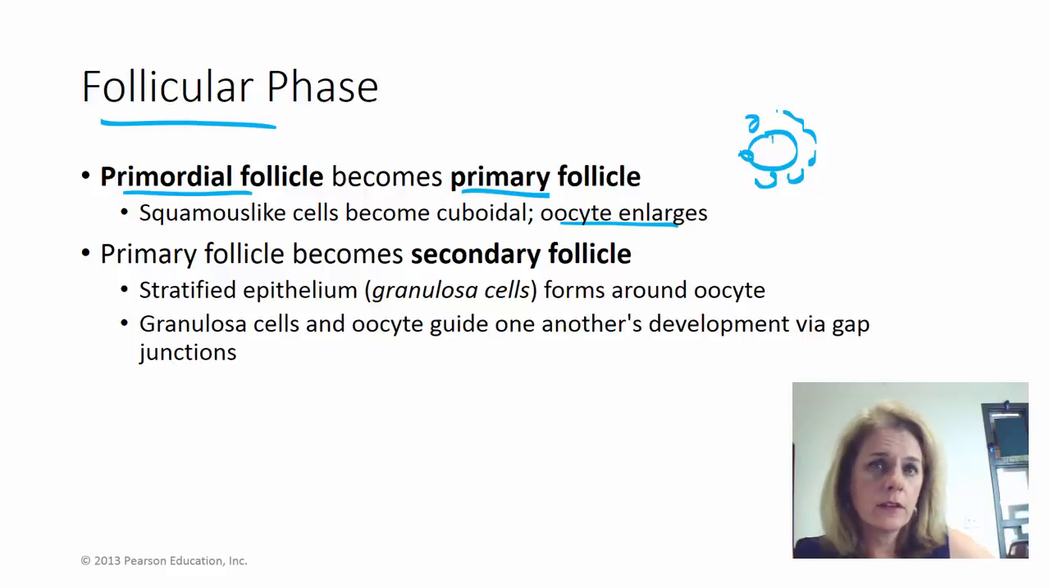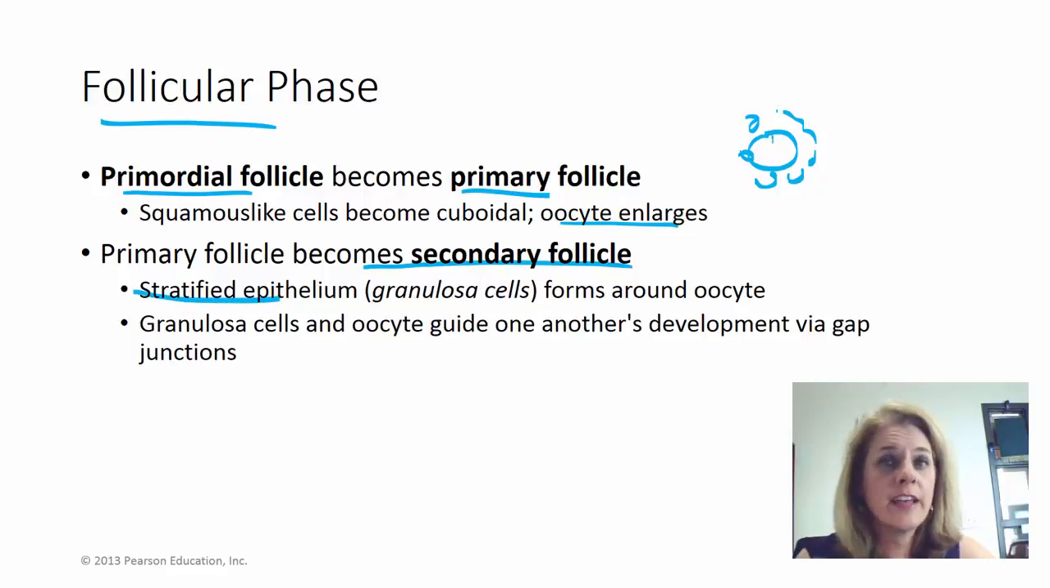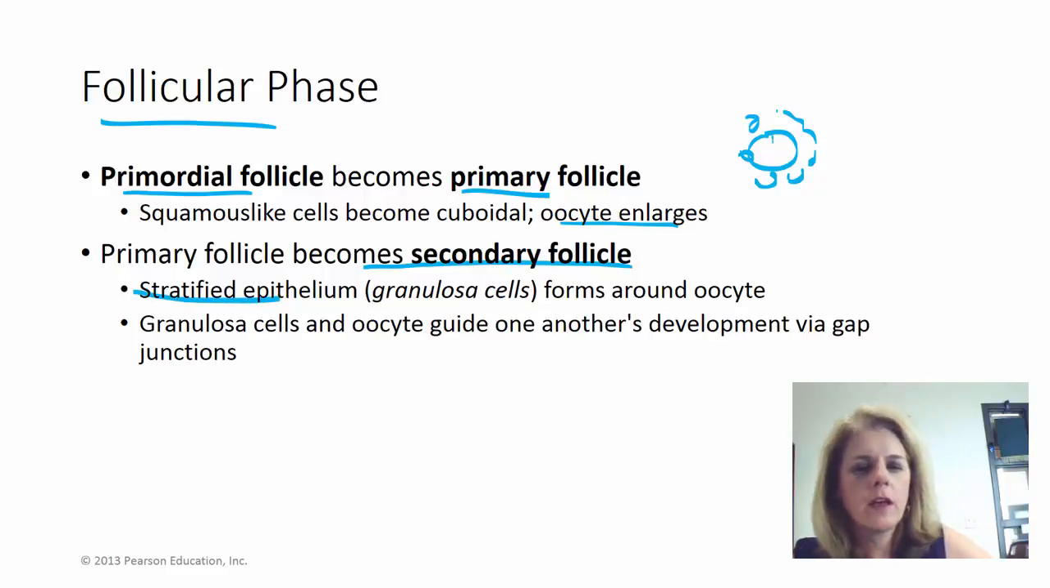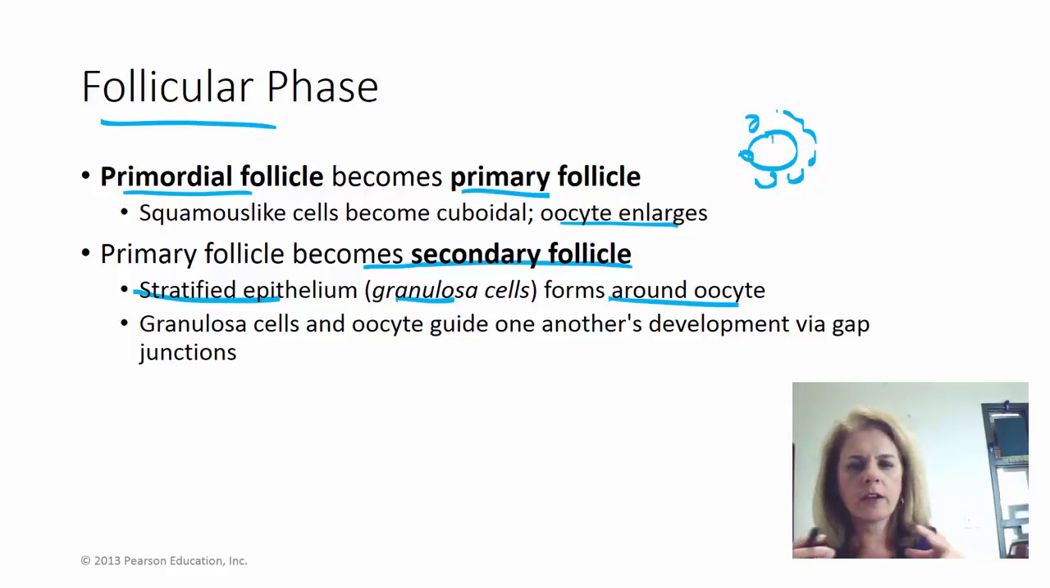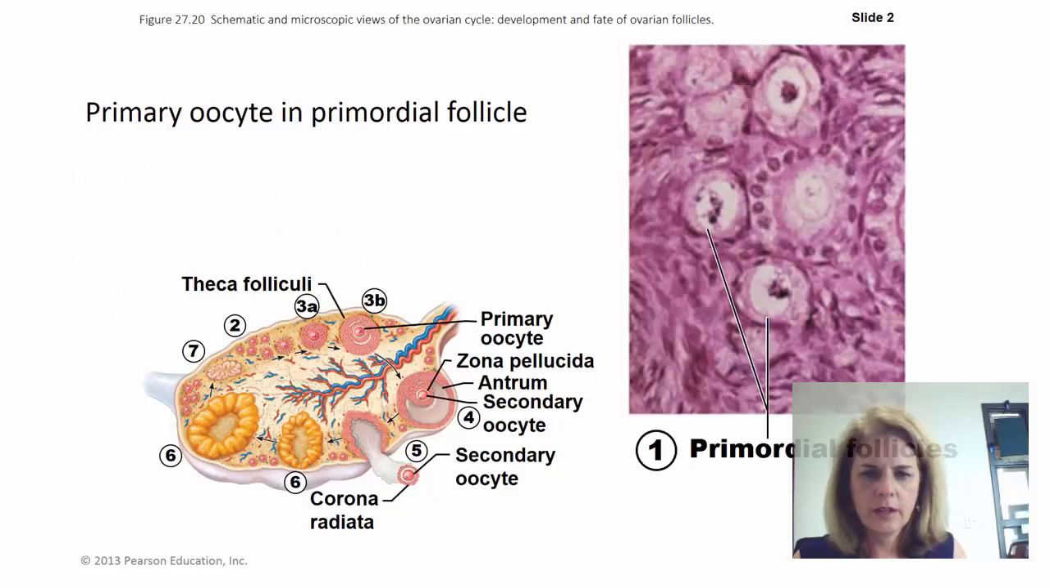Then in the follicular phase, the primary follicle is going to become a secondary follicle. And now you're going to have multiple layers. You're going to have a stratified. So secondary, it's got a layer to it. And these are called granulosa cells, and they form around the oocyte. And these granulosa cells and oocytes, they're kind of talking to each other. They're kind of helping guide each other's development. They're gap junctions where they're kind of physically connected. So this is what these kind of look like.